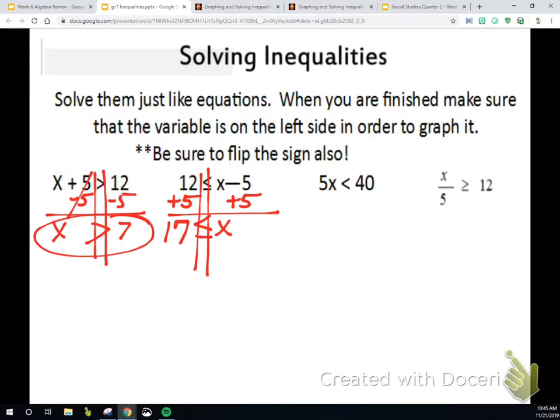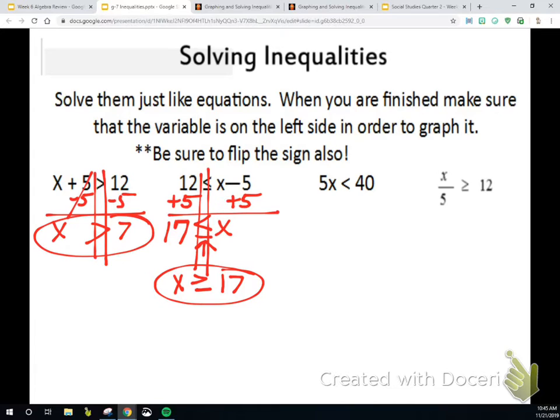Okay, but if we're going to graph it, remember we said we need to flip it. So in order to flip it, we'll put the x over here, the 17 over there, and then we have to change the order of that sign. So it's going to be greater than or equal to 17. That means the same thing, right? 17 is less than or equal to x is the same as x is greater than or equal to 17. So we're not changing the meaning of it. We're just flip-flopping the order.